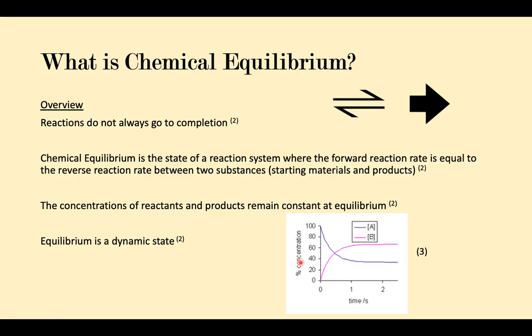So I added an image to demonstrate that. Here we have A and B, where one would be the starting material and one would be the product. One begins with no concentration, one begins at 100, and then eventually they level out. And where they're flattened out is where they're at equilibrium.